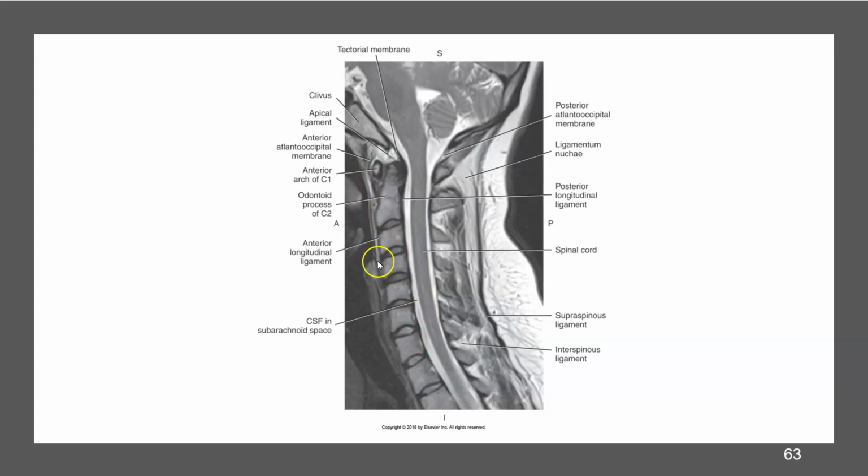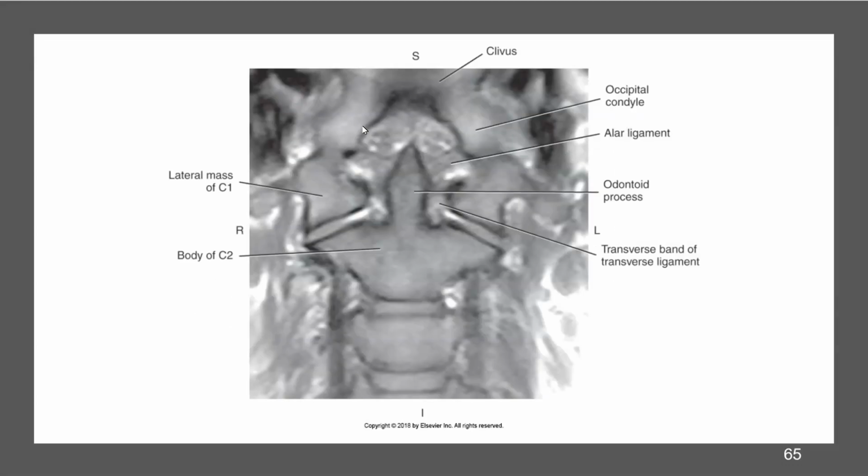You have your anterior longitudinal ligament, so you can see it right there coming down. It goes all the way down. Here's your odontoid process, so you can see the little seal nose right there. So you know this is 2, 3, 4, 5, 6, 7, T1. Perfect scan. This is your clivus up here. Okay, we're going to do a coronal now. So this is your clivus up here.